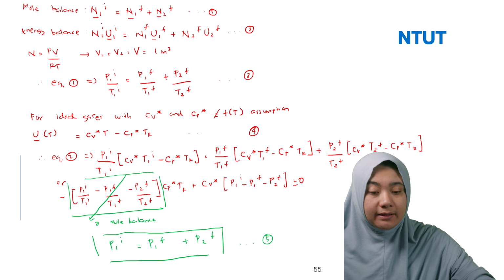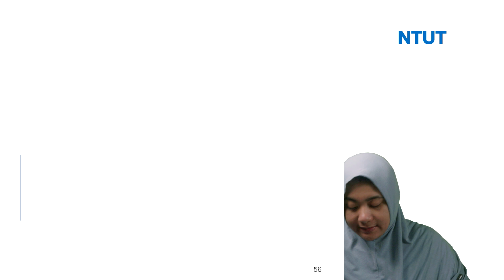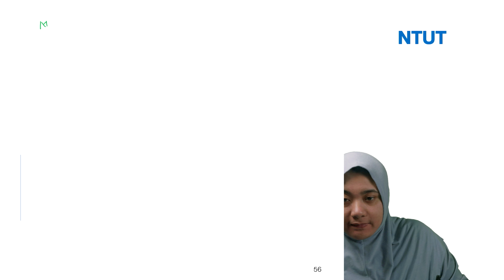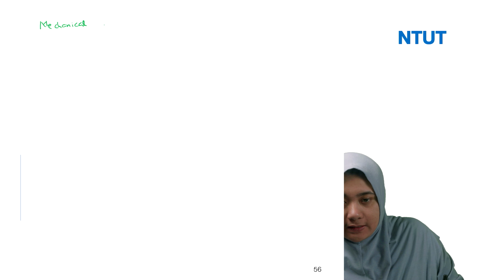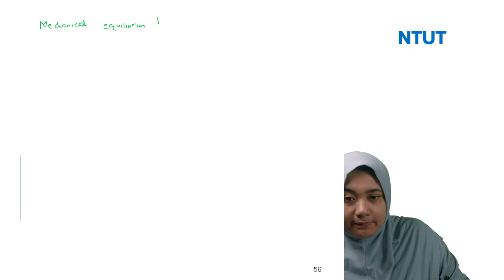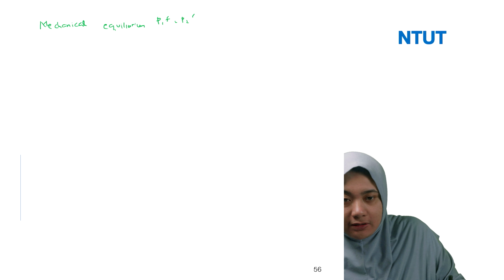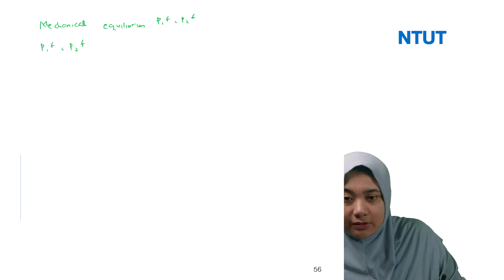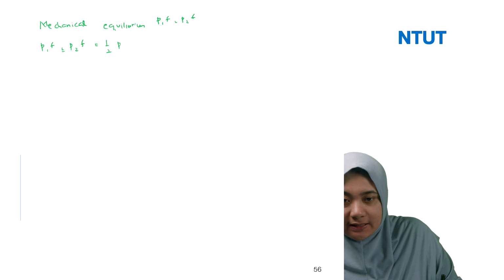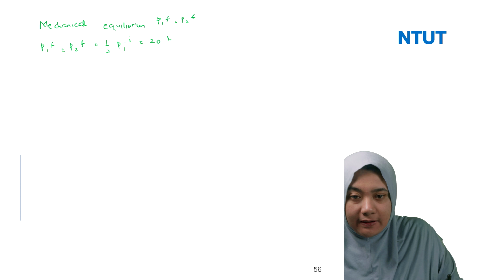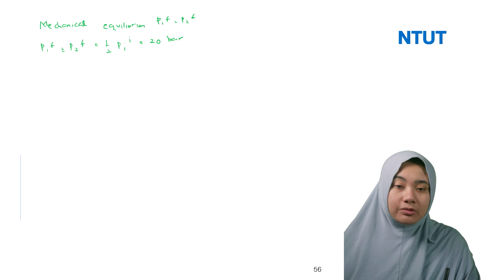So we can use the mechanical equilibrium, like before. So we have P1F equal to P2F. This is equal to half of the initial, because the problem says that it's equalized. So it means you only have this one, and it is equal to 20 bar.